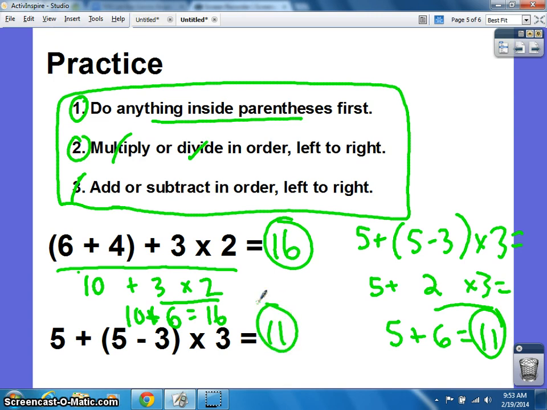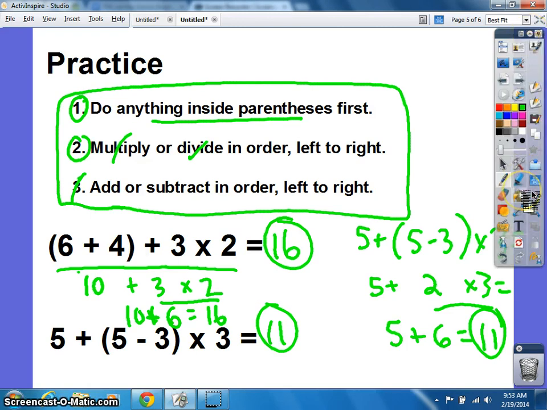All right, so that is what order of operations is. It's important that we follow these set of rules when we're working because they help us solve problems that are a little bit more complicated.